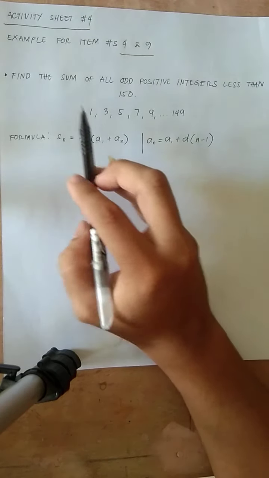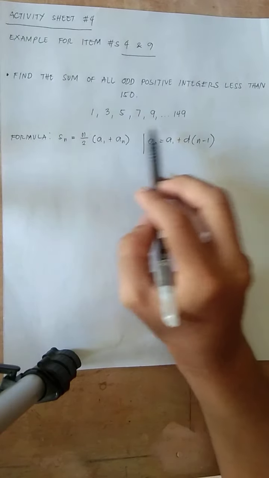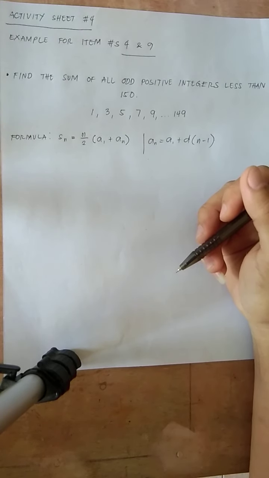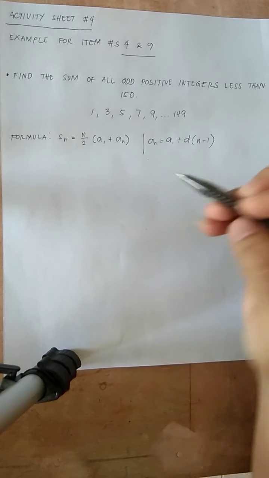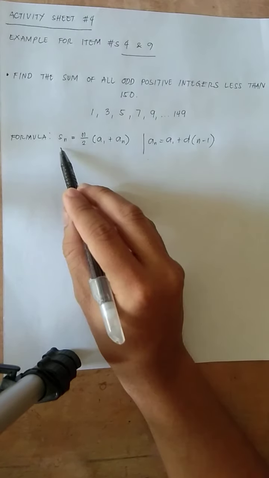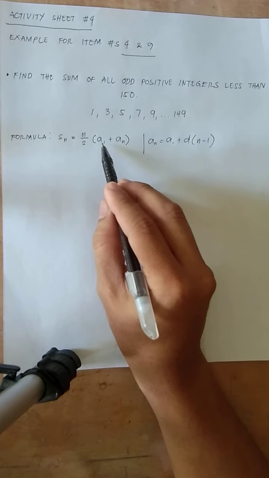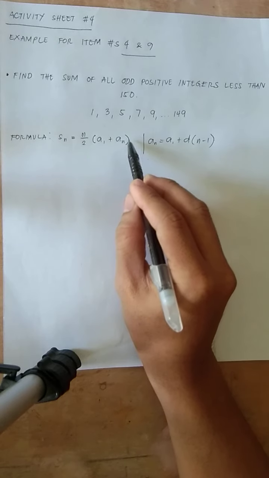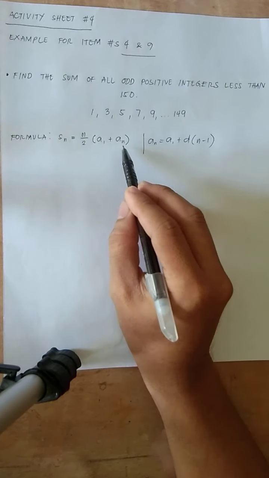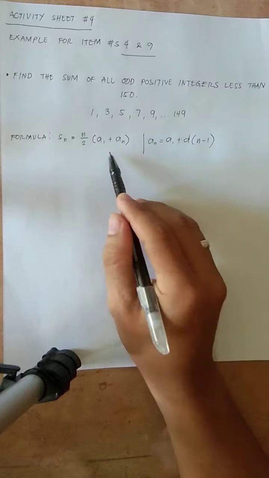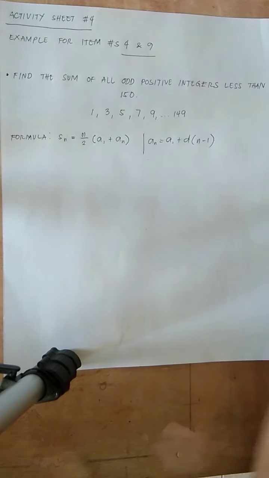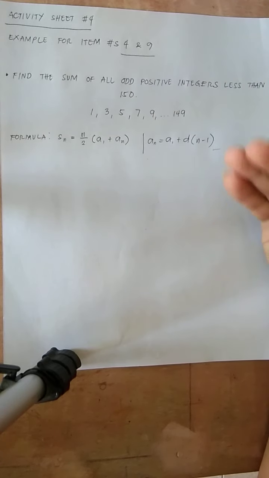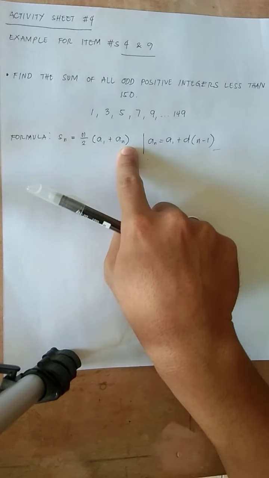Okay? Now, since the problem is looking for the sum of this sequence, then we are now talking about an arithmetic series. Okay? Now, the formula for the arithmetic series is this one. S sub n equals n over 2 times a sub 1 plus a sub n. The number of terms, first term, and then the last term. Now, if any of these variables is missing, then that means we have to go back to the formula of the arithmetic sequence, which is this one, just to find the value of the missing variable here.